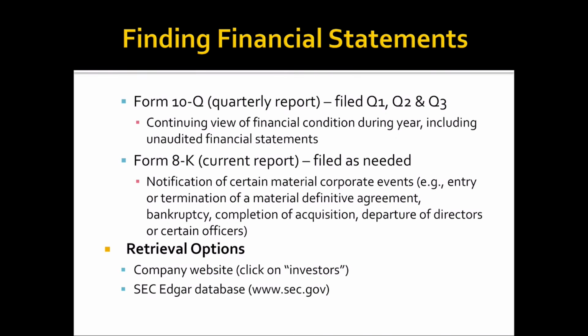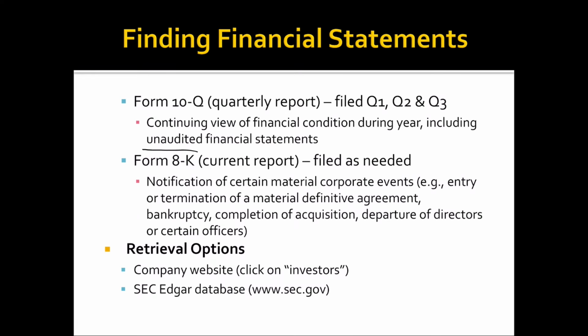In addition to the 10K, companies must also submit a 10Q, which is simply a quarterly report. They are filed for Q1, Q2, and Q3. These are a continuing view of financial condition during the year, including unaudited financial statements. In these 10Qs, oftentimes the financial statements are unaudited as opposed to the audited financial statements of the 10K. Just something to keep in mind.